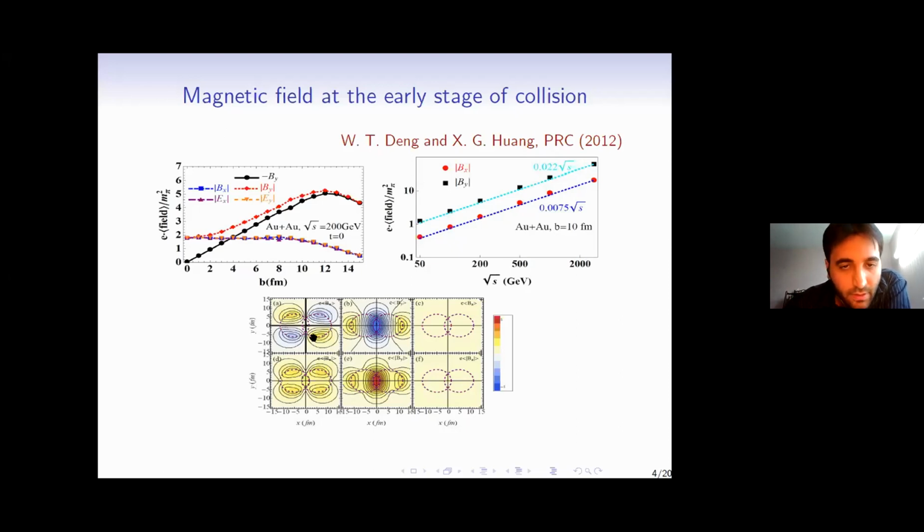At the bottom plot, I'm showing you the space distribution of the magnetic field. This one is the X component, and the middle one is the Y component. As you can see, the magnetic field in the transverse plane is highly inhomogeneous, and this inhomogeneity can cause some problems, which I will talk about in a few slides.